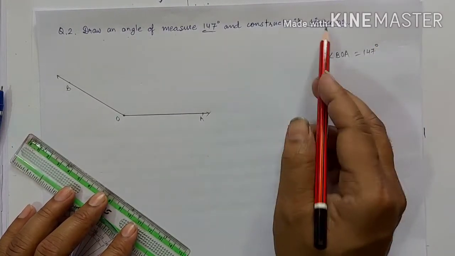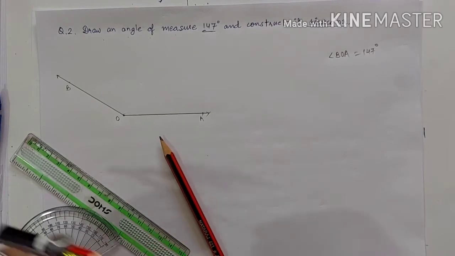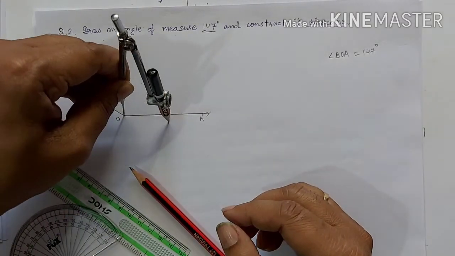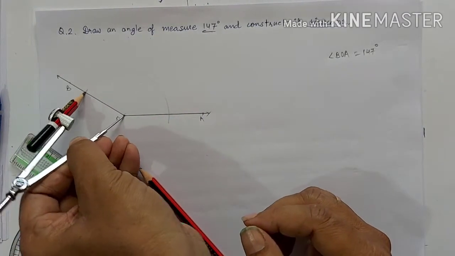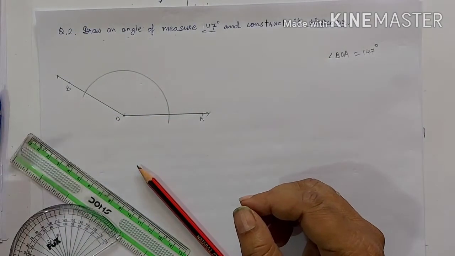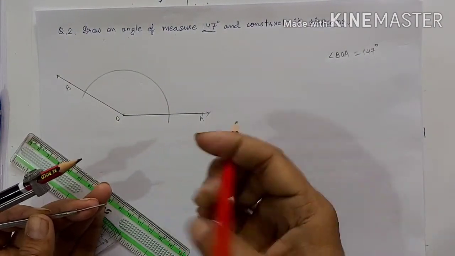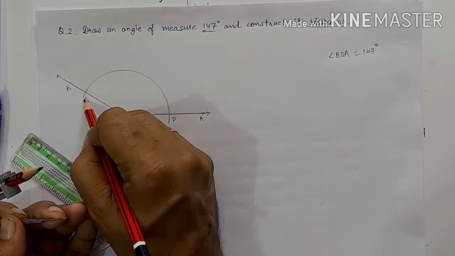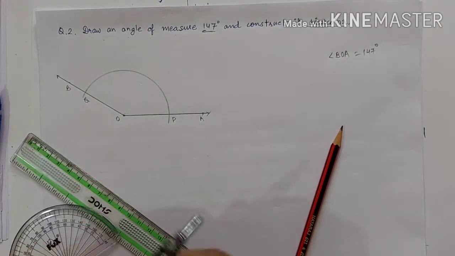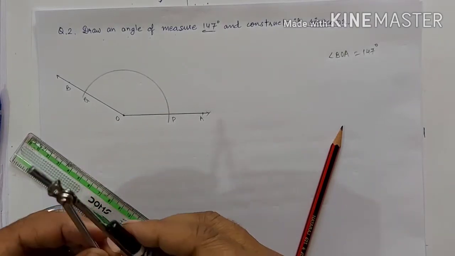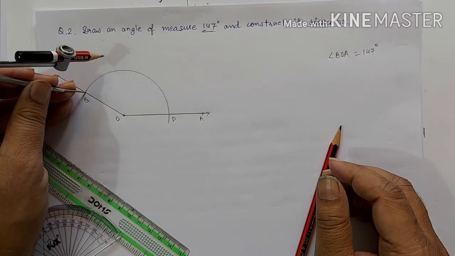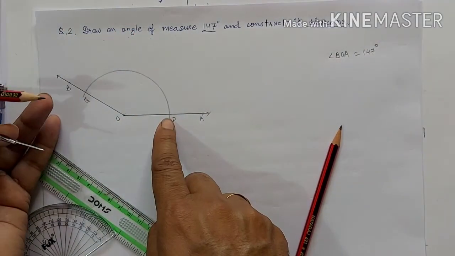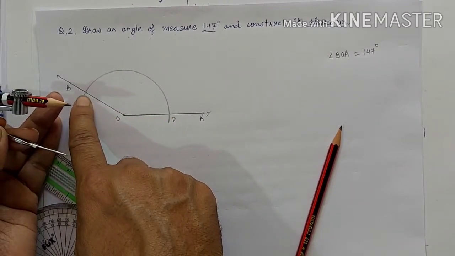Okay, and next will be bisect. Bisect: choose any radius on the compass, put the pointer on O, and cut an arc. Second, this is the point P, and there is a Q. Then we change the radius. The first arc will be from point A, point P, and the second arc will be from point Q.